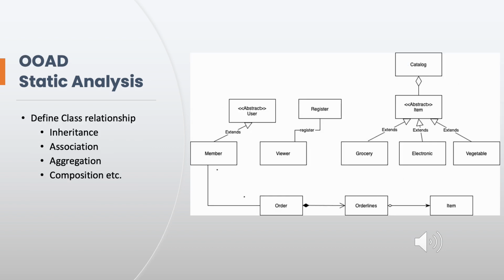There are different types of relationships among classes. For example, inheritance, association, aggregation, composition, etc. In the right side diagram, I have tried to show some relationships. For example, you can see member is a kind of user. Catalog is composed of various kinds of items. Order is composed of order lines.